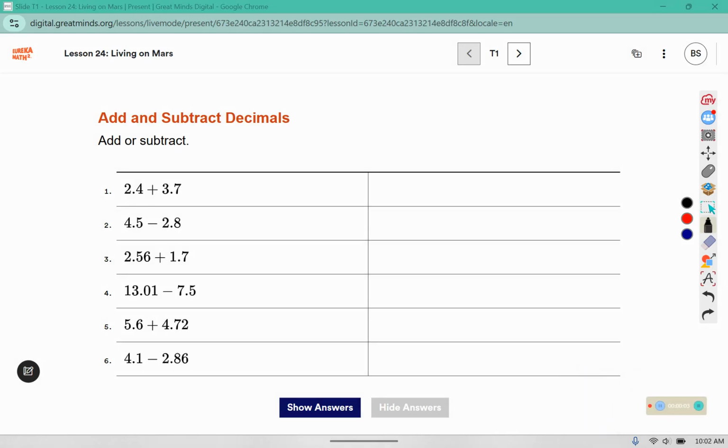You are adding and subtracting decimals in this warm-up. We have 5.6, put a 0 there so we can line up those decimal places. Then 4.72. 0 plus 2 is 2. 6 plus 7 is 13. 5 plus 1 plus 4 is 10. And that decimal stays right in line there.